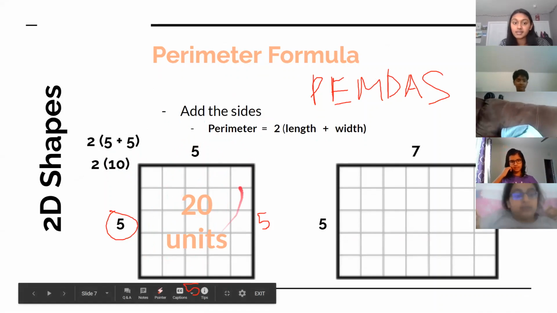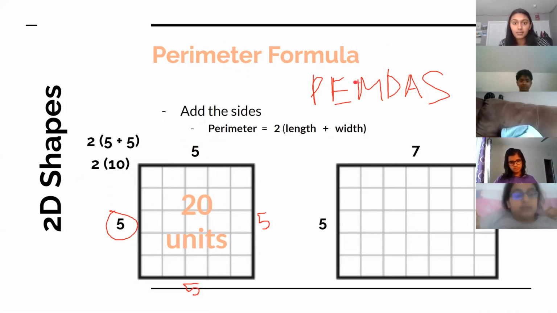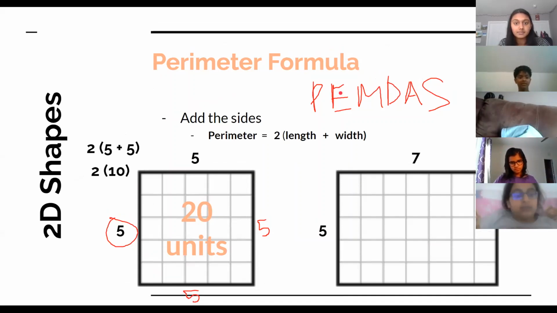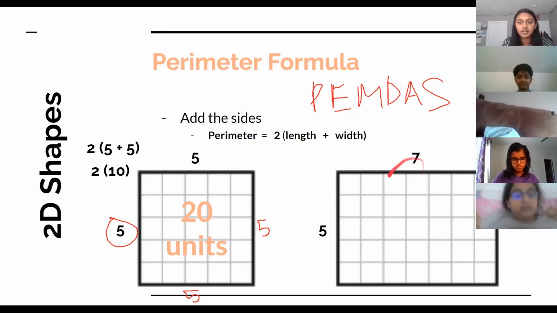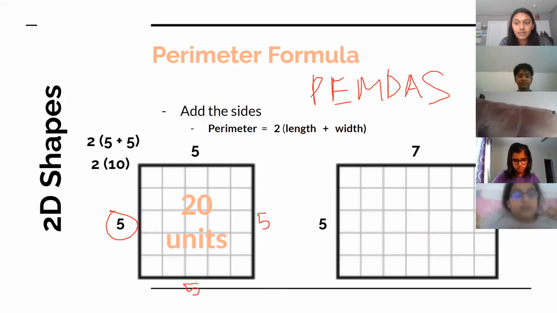And we did it this way, and we got the same answer as when we counted, right? So now we're going to do this one with the same thing. We're going to go ahead and write our formula. So it's going to be 2 times the length plus the width. And we can also do the width plus the length, right? So it doesn't really matter.